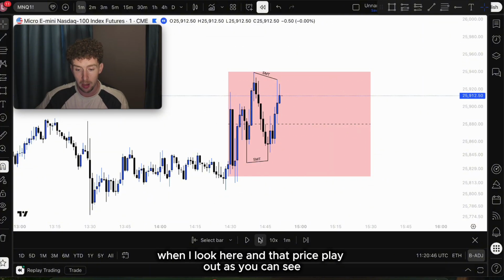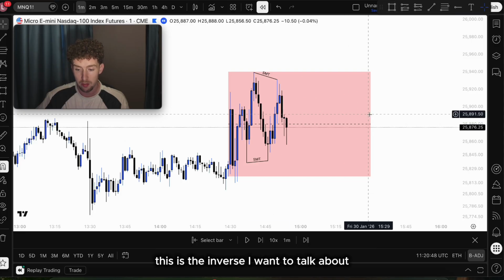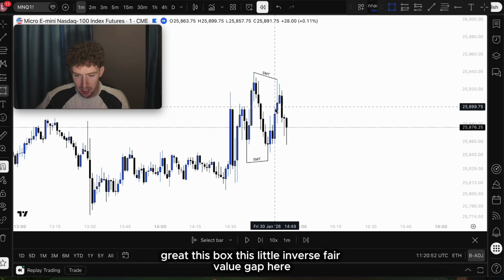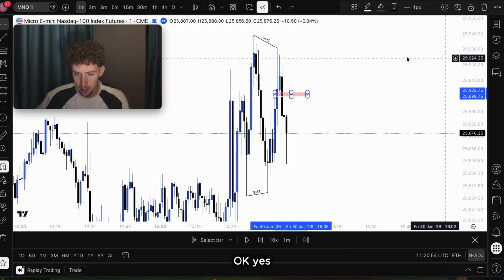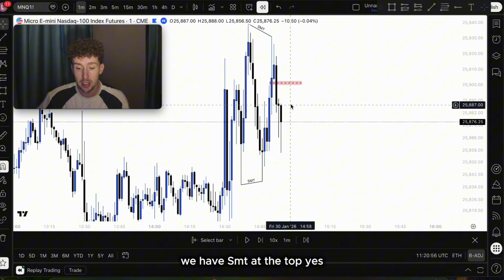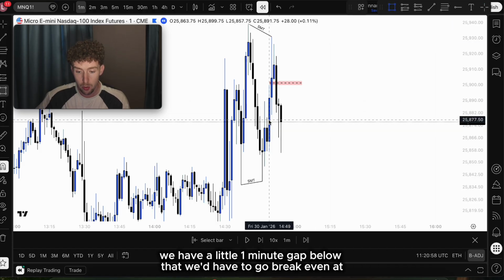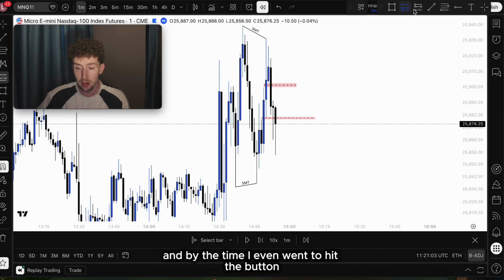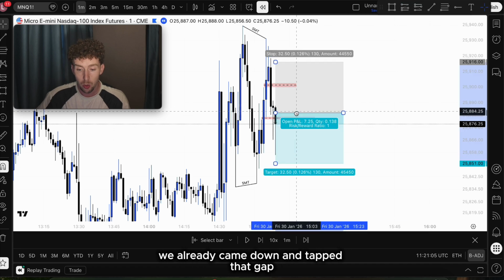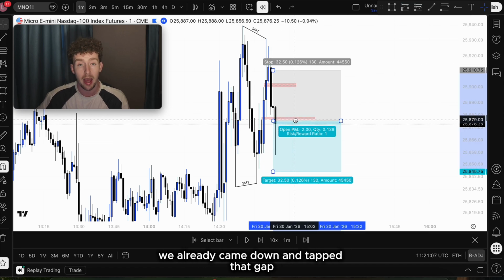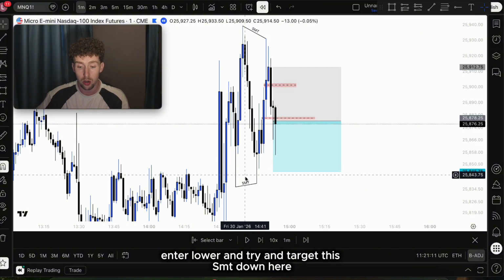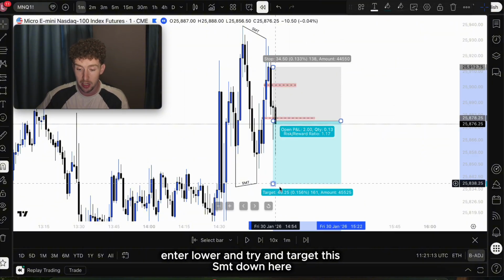When I look here and let price play out, as you can see, this is the inverse I want to talk about. This little inverse fair value gap here, okay? Yes, we have SMT at the top. Yes, we inverse. But look at this. We have a little 1 minute gap below that we'd have to go break even at. And by the time I even went to hit the button, we already came down and tapped that gap. And you don't just enter after tapping the gap, enter lower and try and target this SMT down here.